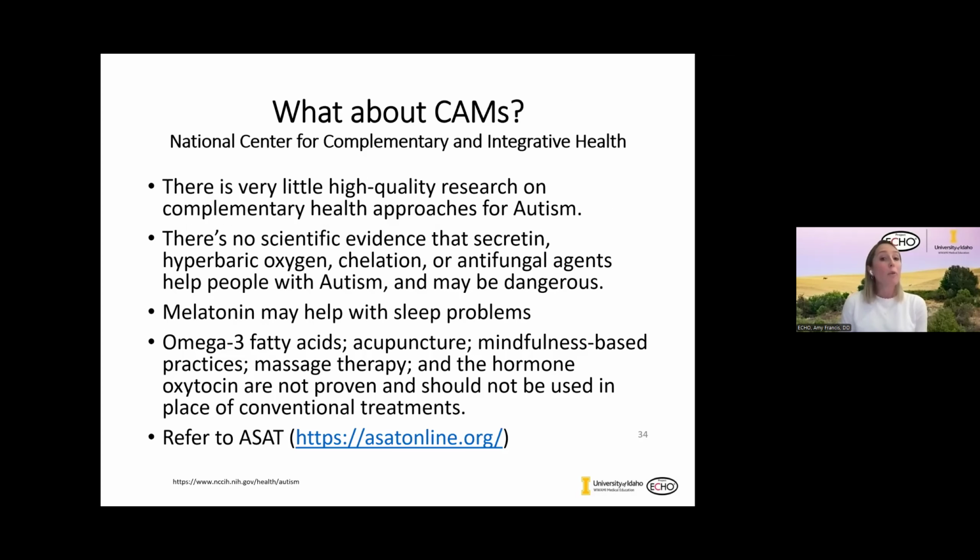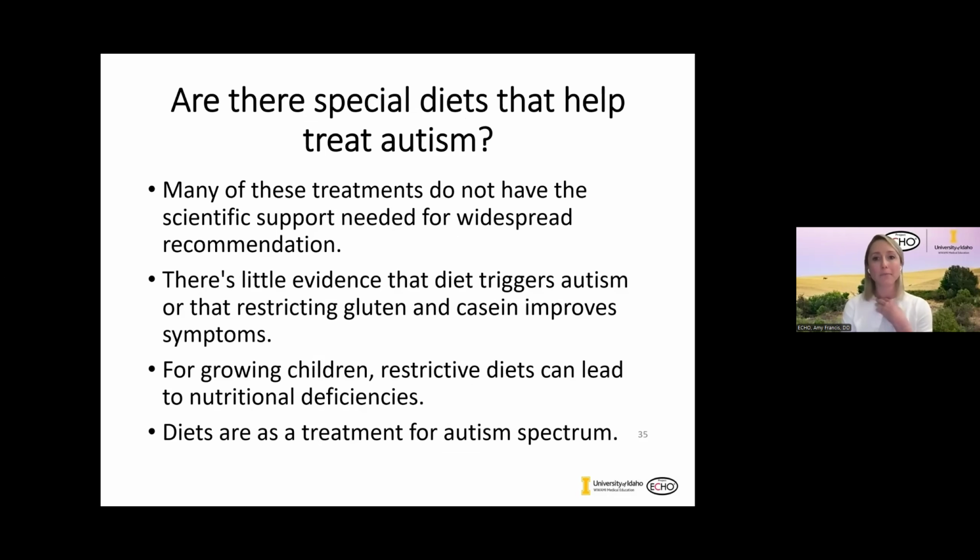What about complementary and alternative medications and therapies? The National Center for Complementary and Integrative Health is a wonderful resource. You can go to their website. In the resources at the very bottom, ASAT, the Association for Science in Autism Treatment, is also another great resource for you to look at the new CAMs that are coming out and that families will be asking you about. Next slide.